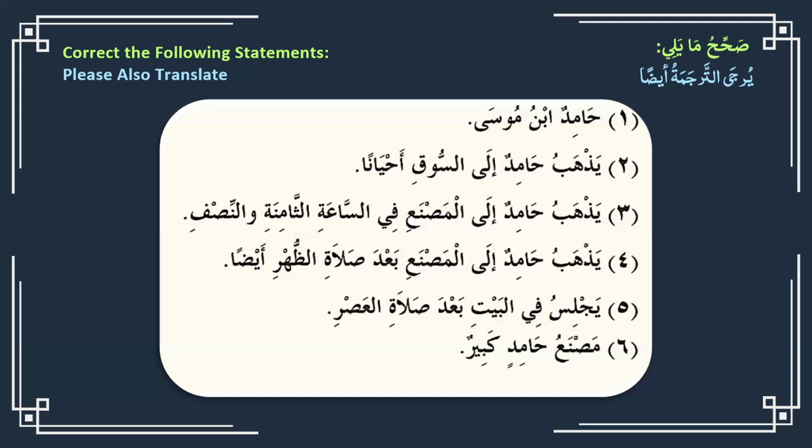So baituhu is his house. Baituha, her house. Baituki is your house for a female, and baituka is your house for male. So baituhu, his house; baituha, her house; baituki, your house for a female; baituka, your house for male.